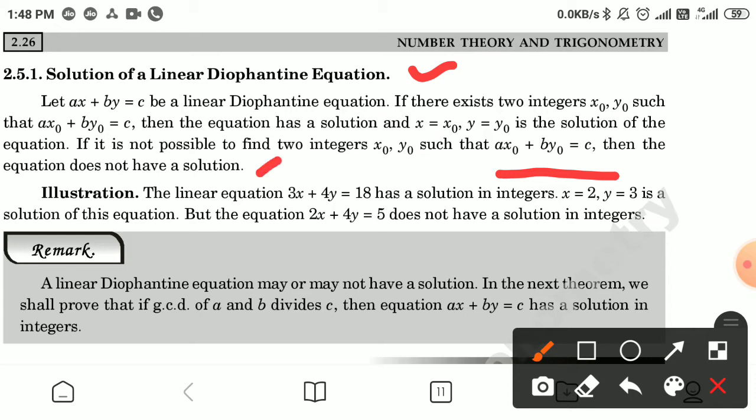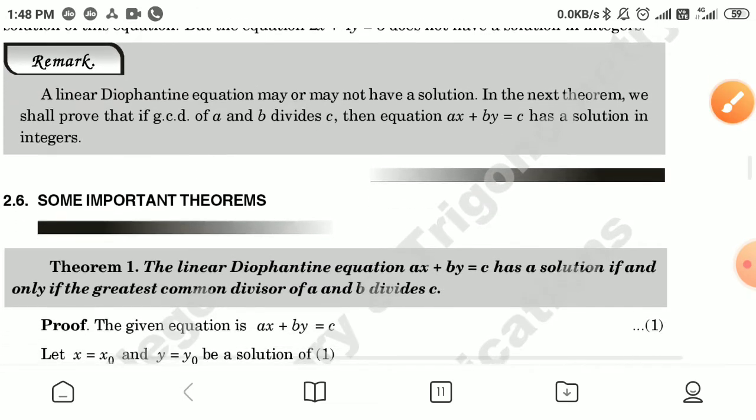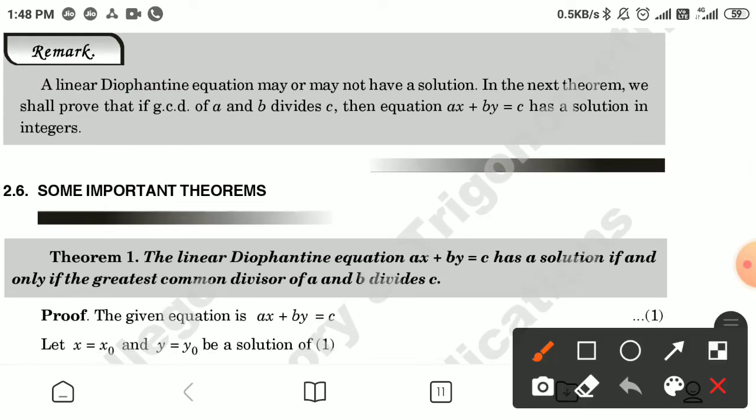By way of illustration, the linear equation 3x plus 4y equal to 18 has a solution in integers: x equal to 2, y equal to 3 is a solution of this equation. But the equation 2x plus 4y equal to 5 does not have a solution in integers. Now, a remark: a linear Diophantine equation may or may not have a solution. In the next theorem, we shall prove that if the greatest common divisor of a and b divides c, then the equation ax plus by equal to c has a solution in integers.